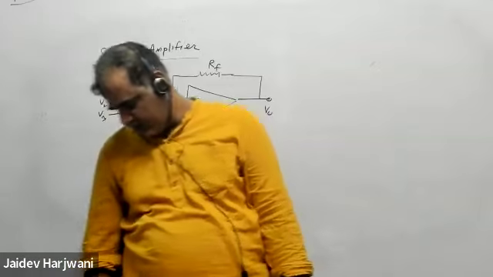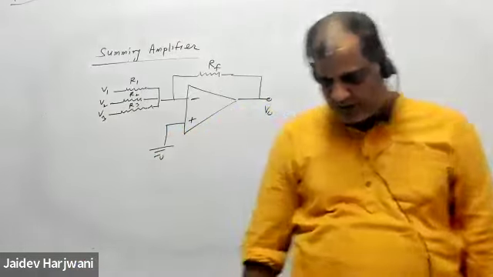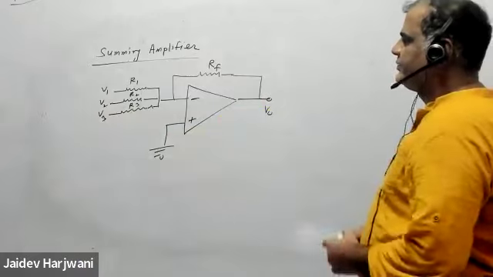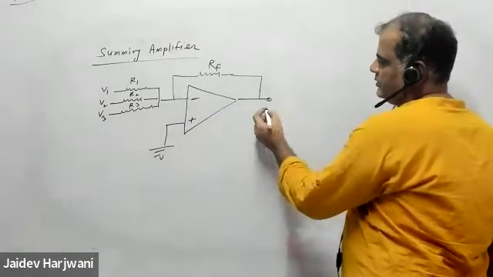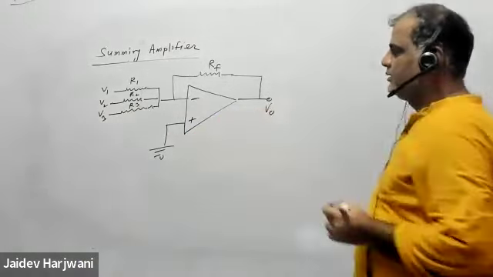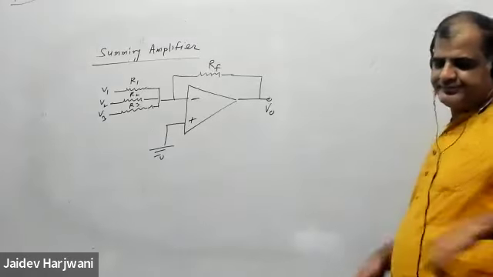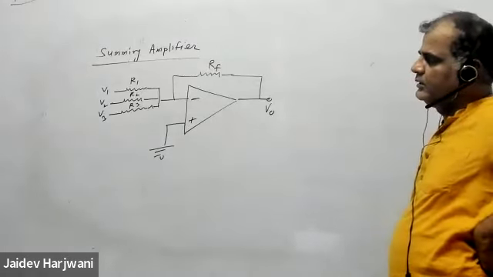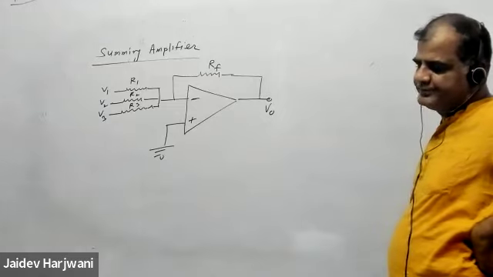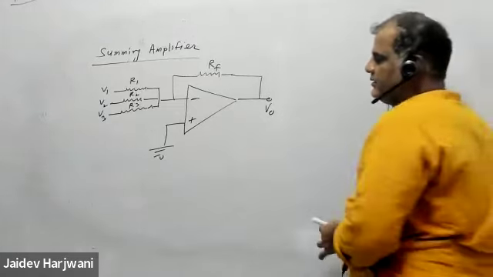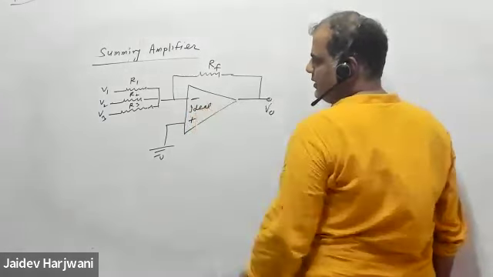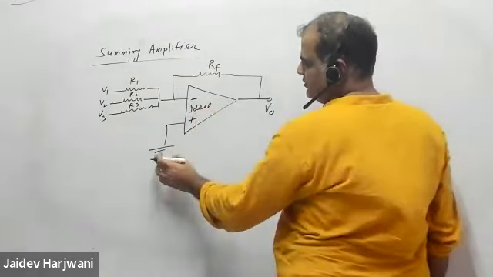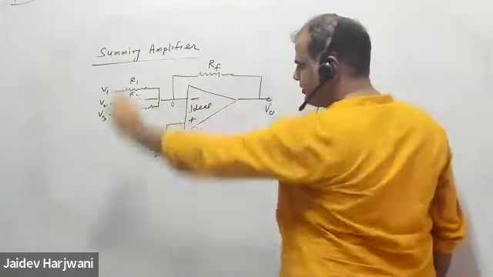Now you want to find out the value of V0. Tell me how to do this problem. How can we do this problem? This op-amp is ideal. Op-amp is ideal means this is ground, this is also ground.